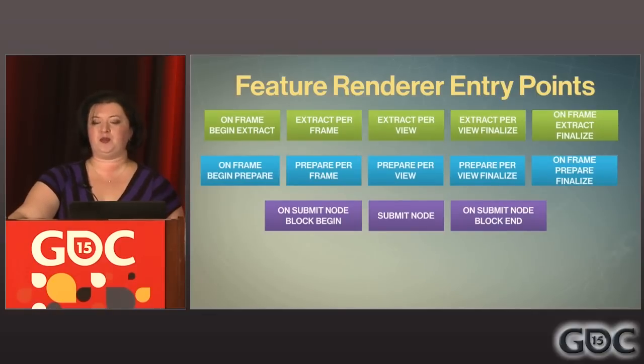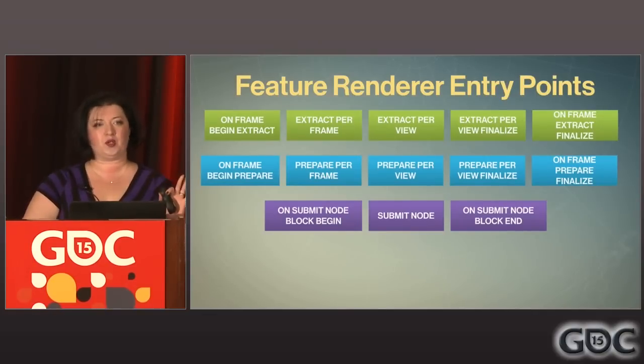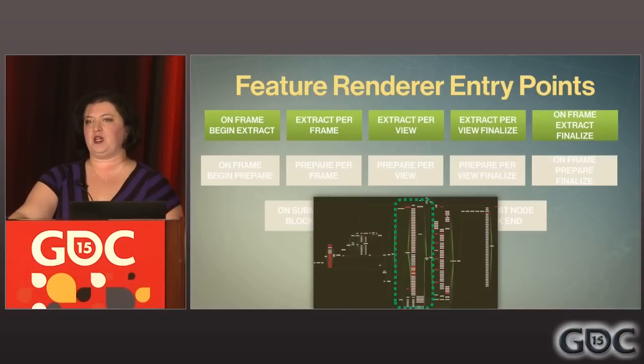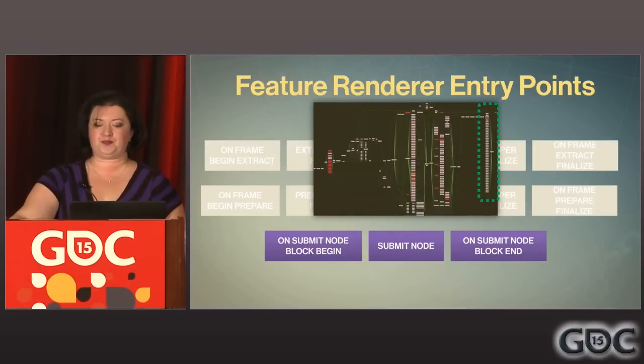Now here's the set of entry points for feature renderers our interface provides. If you can't read all of the text, don't worry about it. You can look up the slides later. It's just to give you an idea of the level of detail. These entry points map to each phase: the extract, the prepare, and then the submit.